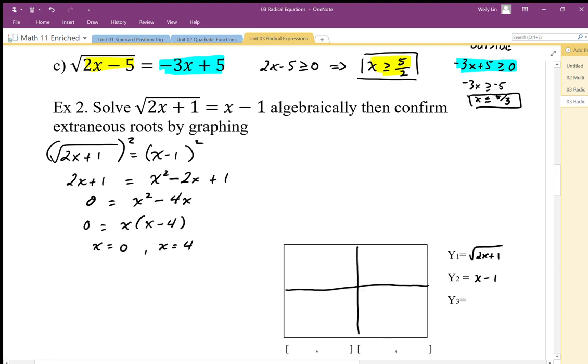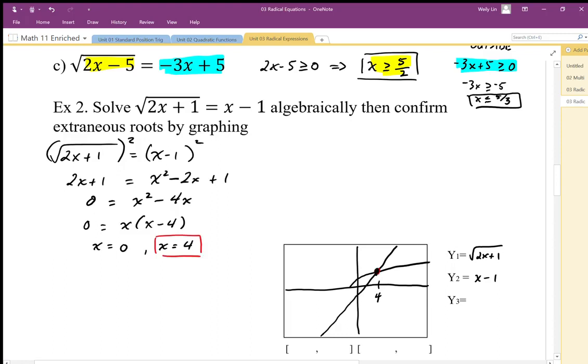Okay, so x minus 1 is going to be a linear function that looks like that, a straight line. And then the square root of 2x plus 1 is going to look like this. So when we look at the intersection of that, there is one solution here. In fact, this solution is at x equals 4. So that's a perfectly valid solution. I'm just going to highlight that. So there's my x equals 4 solution.